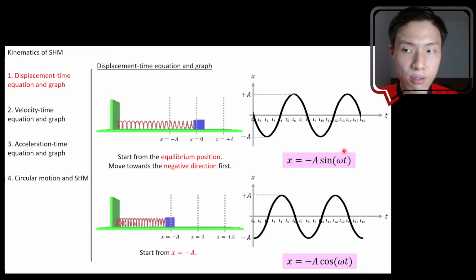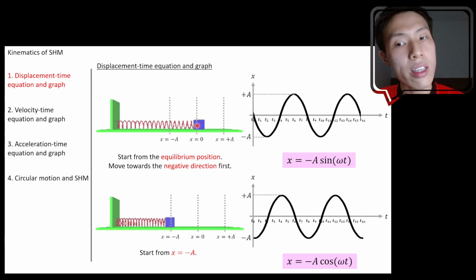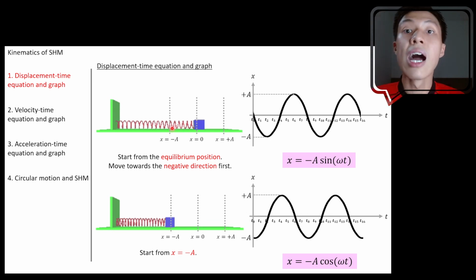So in the next video, we'll be talking about something which is slightly out of the syllabus, which is the idea of phase angle. What if it doesn't start from the center, the equilibrium position? What if it doesn't start at the maximum displacement? What if it starts somewhere in the middle around here or somewhere in the middle around here? How do we take into account this kind of situation? That we will leave to the next video.